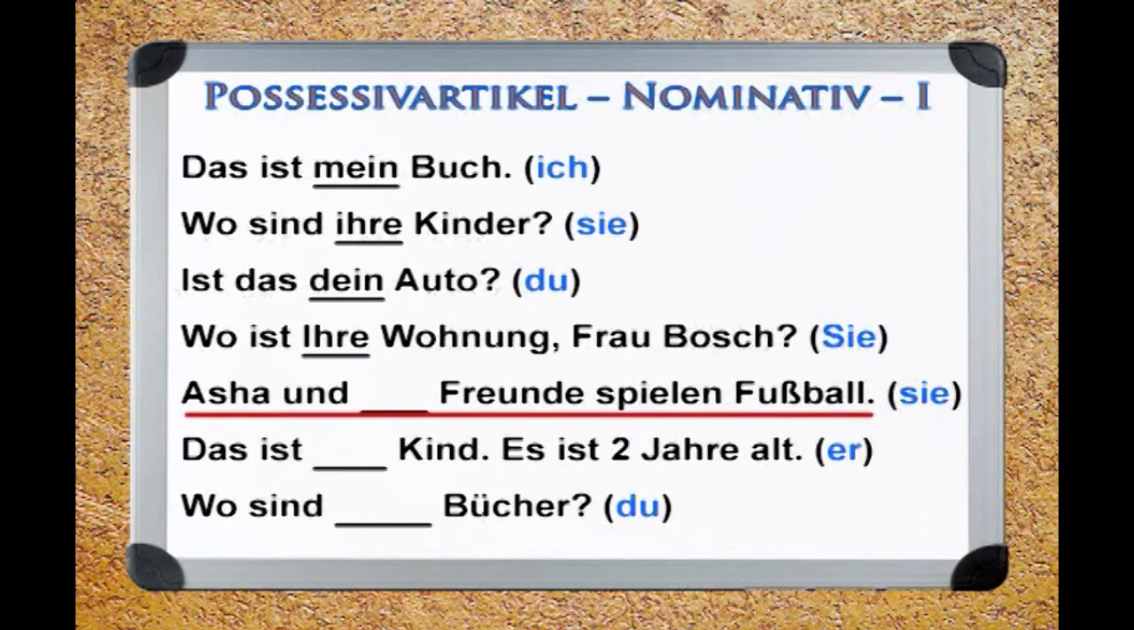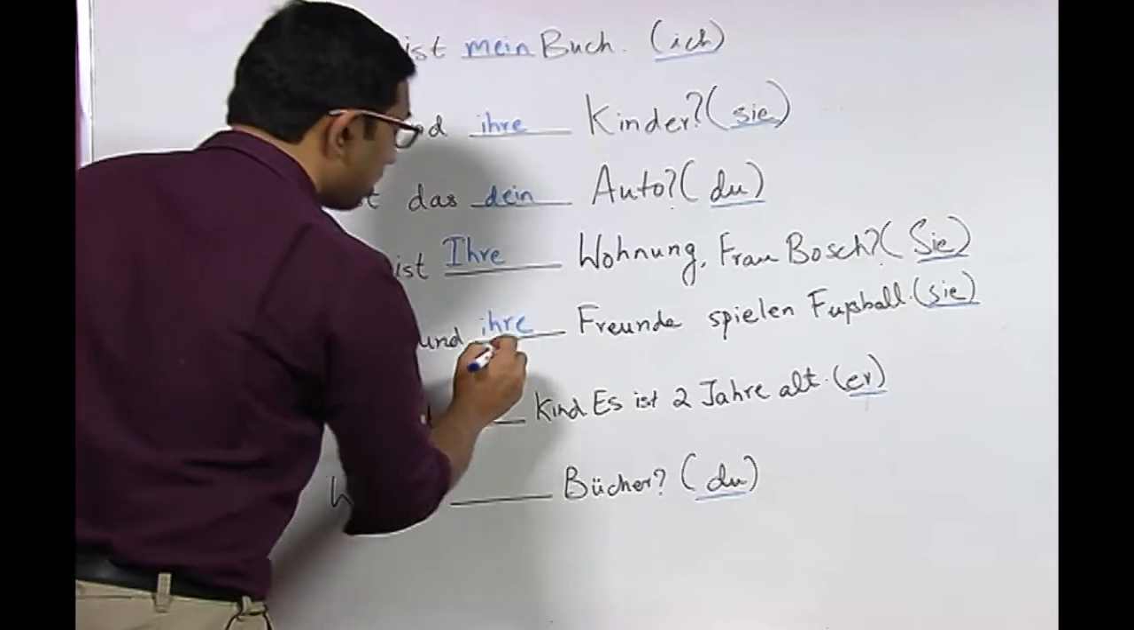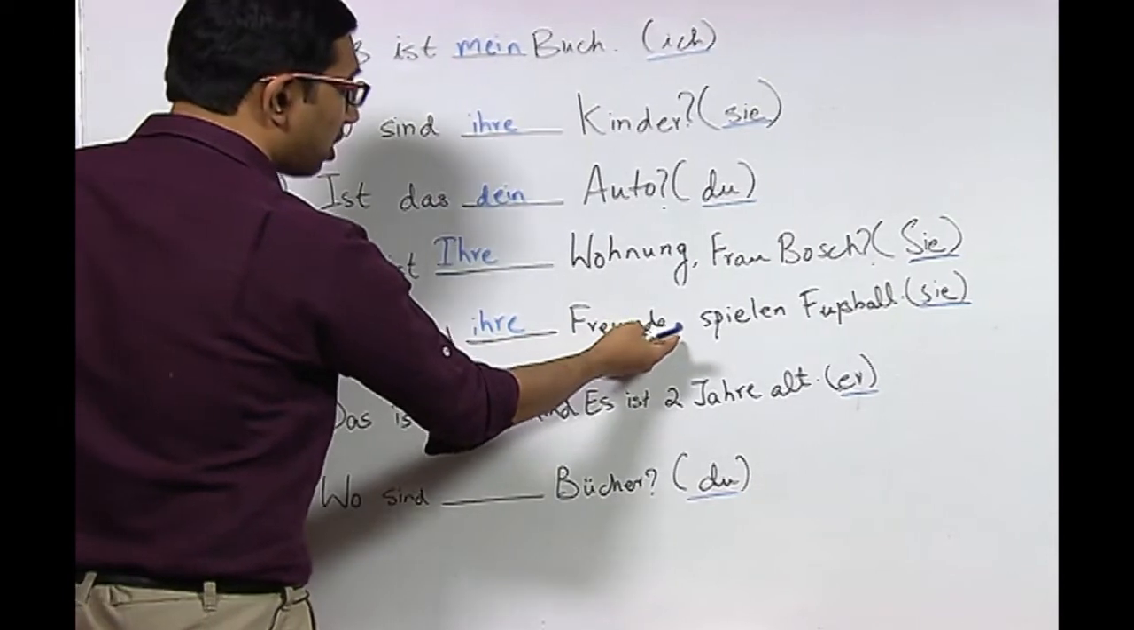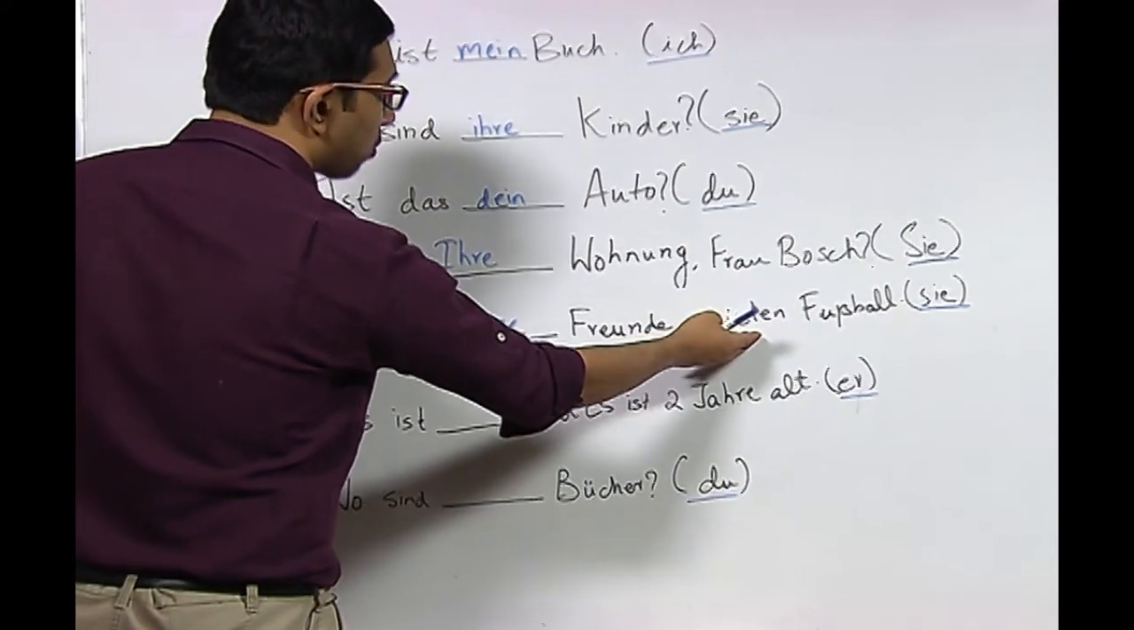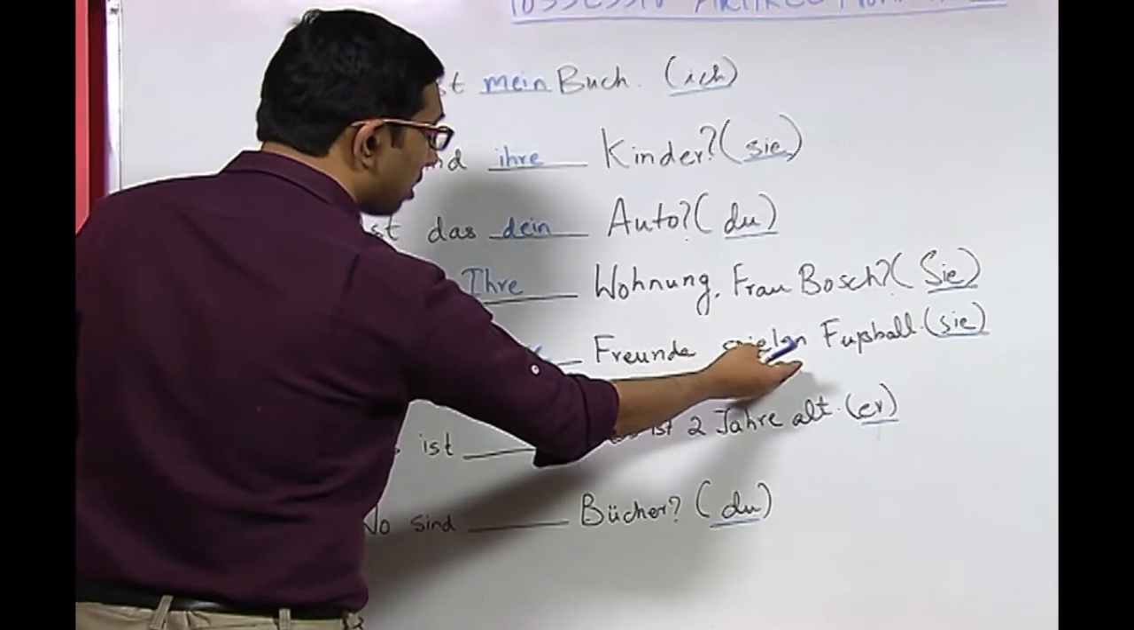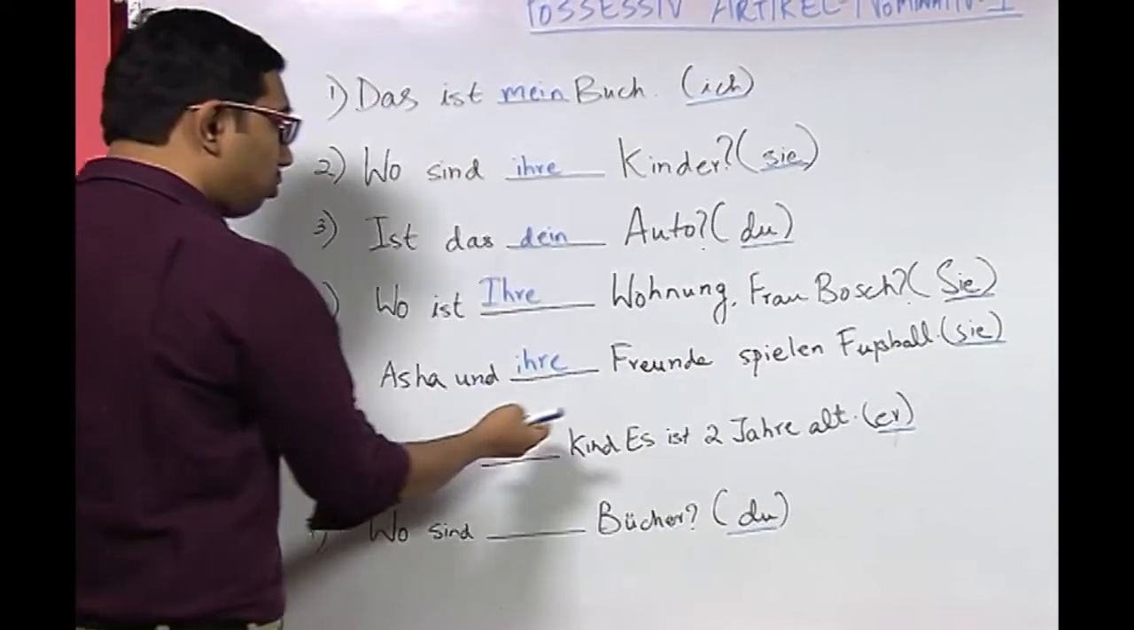Ascha und Freunde spielen Fußball. Here in the bracket we have the pronoun sie, which is the third person singular pronoun, and like in the previous example, we write the possessive article for this noun: ihre Freunde. Freunde means friends in plural, and as you can see, the verb has been conjugated with an ending, which shows that the noun is in plural.